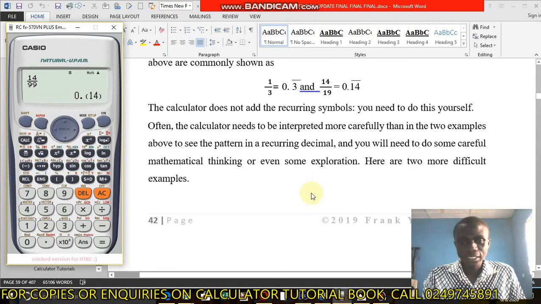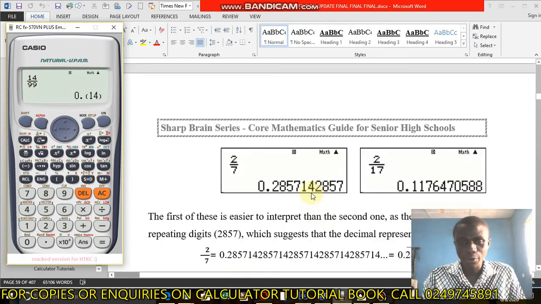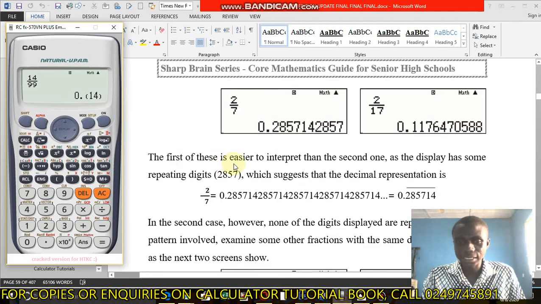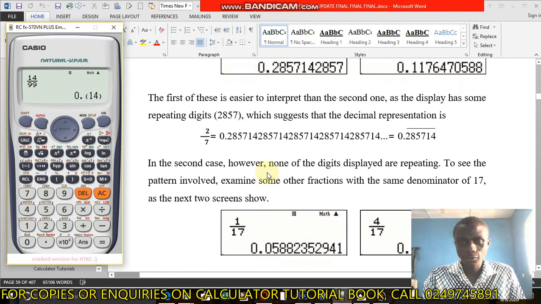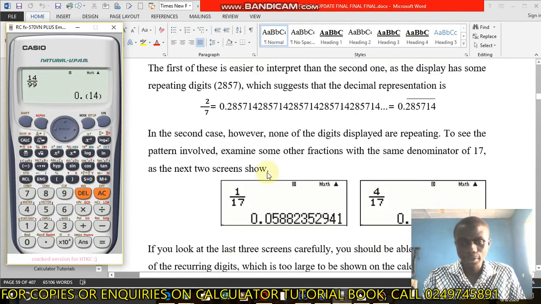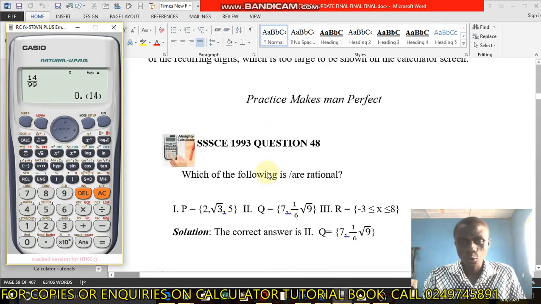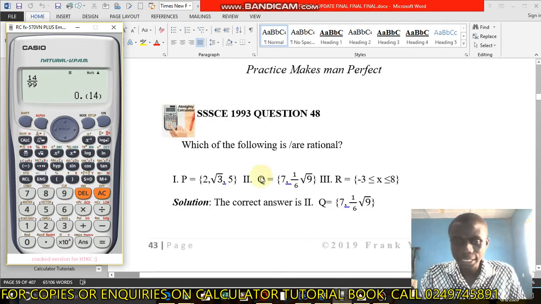You can try 2 over 7, 2 over 17 on your calculator to determine whether they are recurring or not recurring. The first of these is easier to interpret than the second one, as the display has some repeating digits, 2857, which suggests that the decimal representation of 2 over 7 is equal to this. It tells you the repeating pattern of this particular what? Rational number. So you can be trying some examples for yourself.